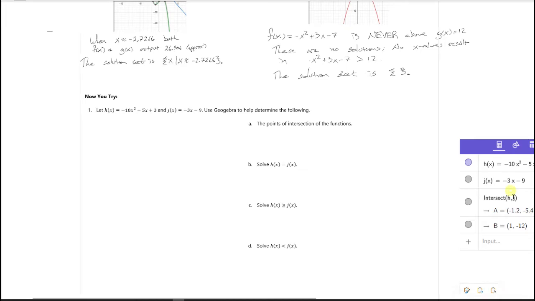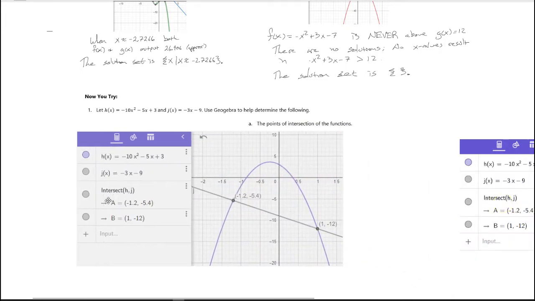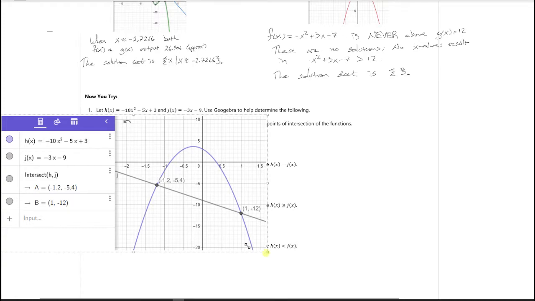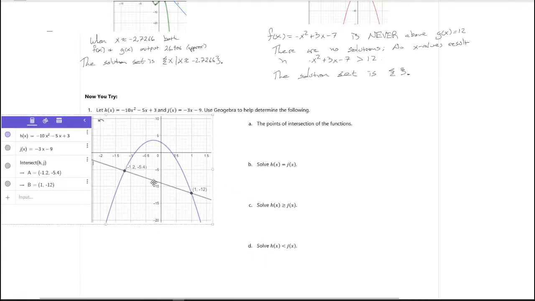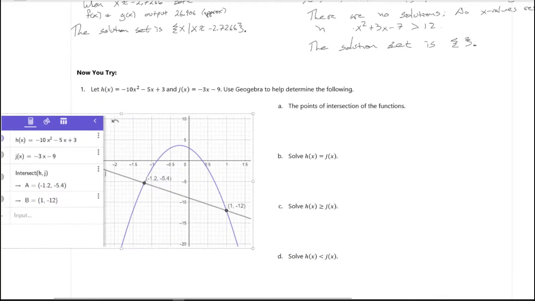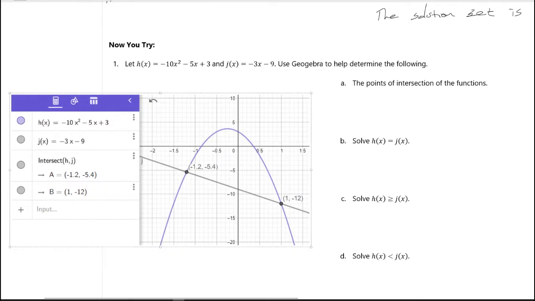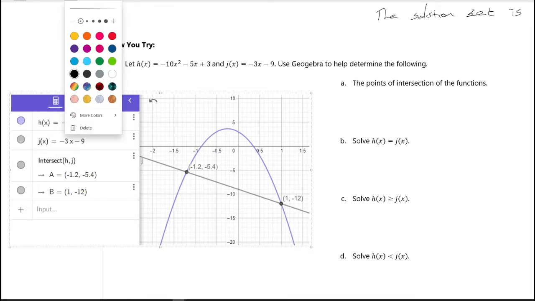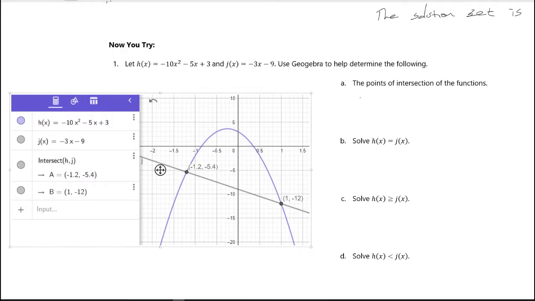Here we've got our graph that we just made. And bring this over, shrink it down just a little bit. There we go. All right, let's look at this and answer some questions. Let's start by answering part A, the points of intersection of the two functions. So we've got those listed here. Our first one is negative 1.2 comma negative 5.4. The second one is 1 comma negative 12.